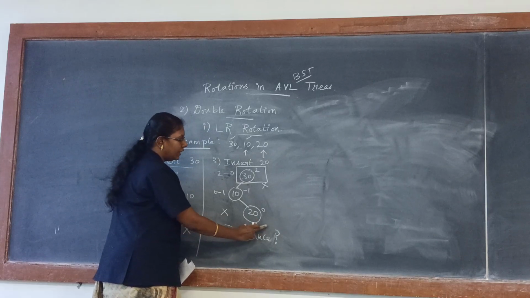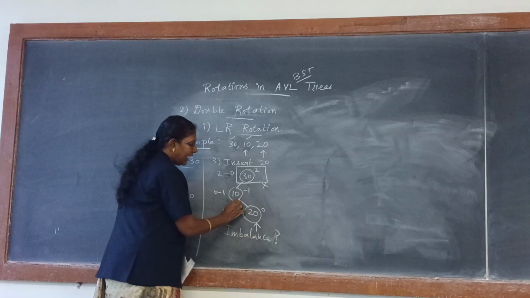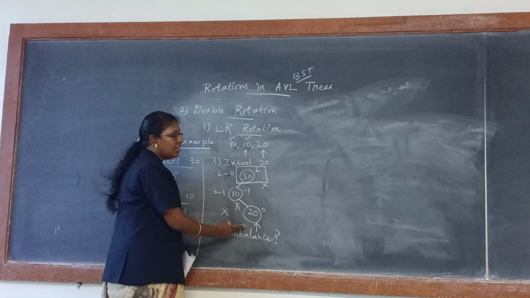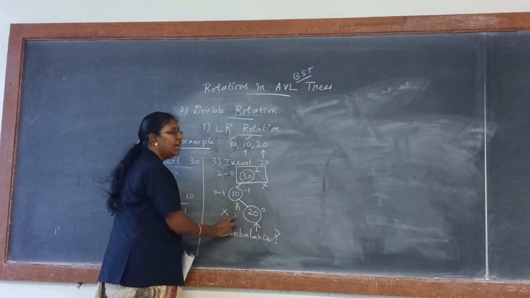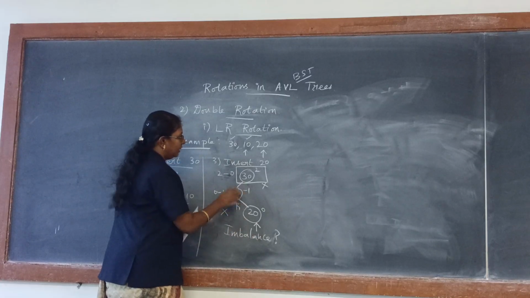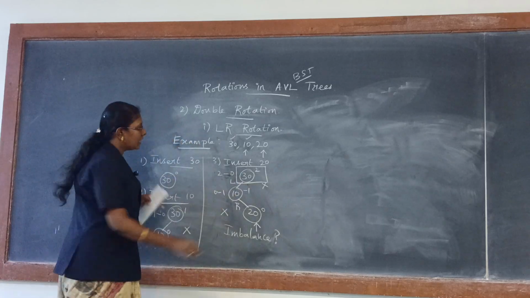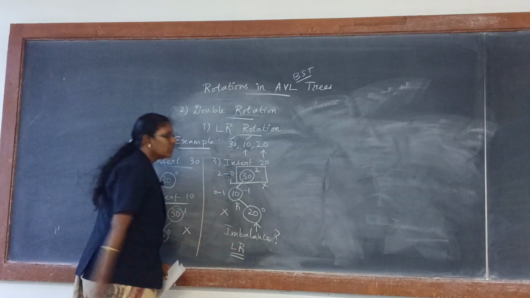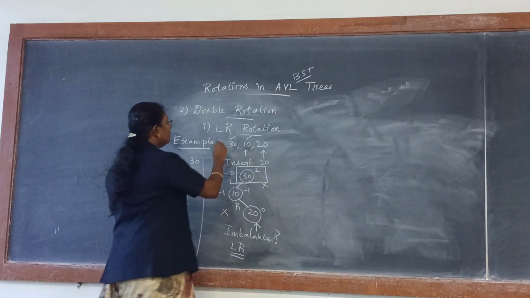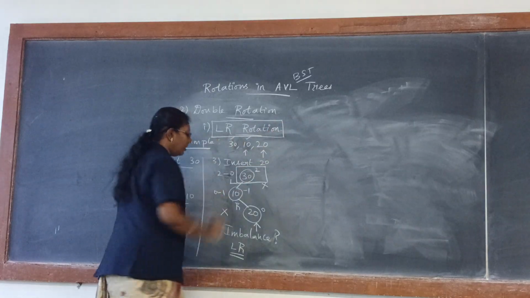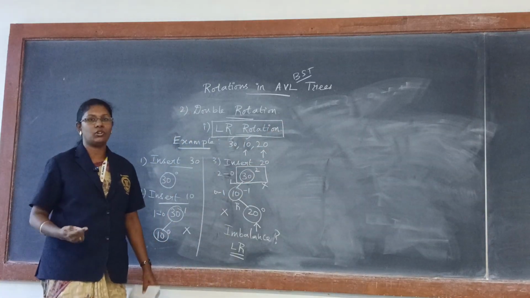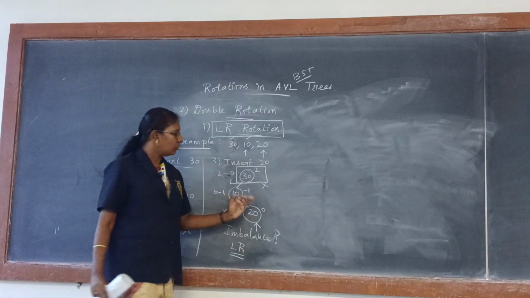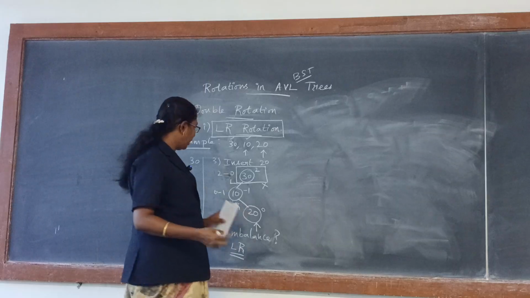I have inserted the node 20 at the right child position, which means I inserted the node to the right child of the left subtree. That's why the imbalance that occurred is a left-right imbalance. So which type of rotation do we need to perform? LR rotation. That means a left-right rotation is needed to make this tree a balanced one. So I'm going to perform these two types of rotations now.